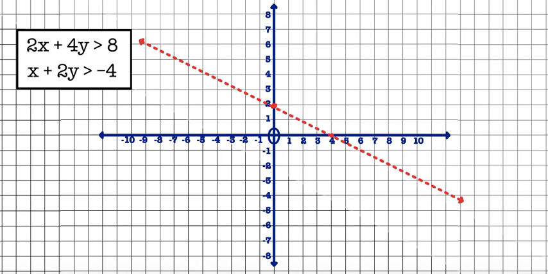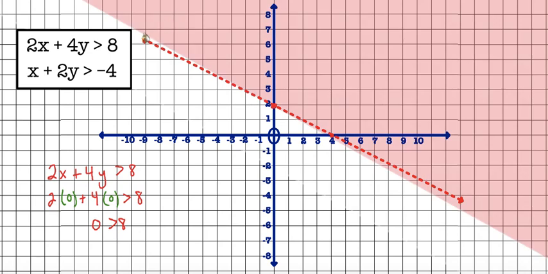All right, and so now we're going to test our coordinate, and we could use 0, 0 in this case since our line does not go through the origin. So we're going to substitute x and y for 0. So 2 times 0 is 0, 4 times 0 is 0. So 0 is greater than 8, which we know is not true. So we're not going to shade underneath, we're going to shade above. Okay?